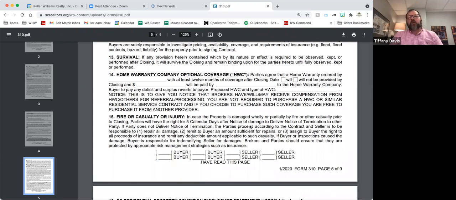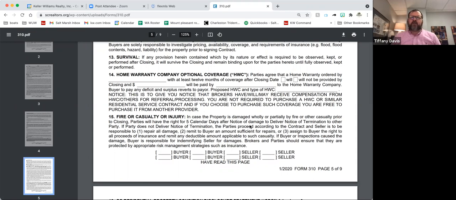Paragraph 14 talks about whether or not a home warranty is going to be attached, who's going to pay for it, and what company. It is also disclosed that there is a chance that one of the agents will be paid a processing fee or some sort of admin fee by the home warranty company.